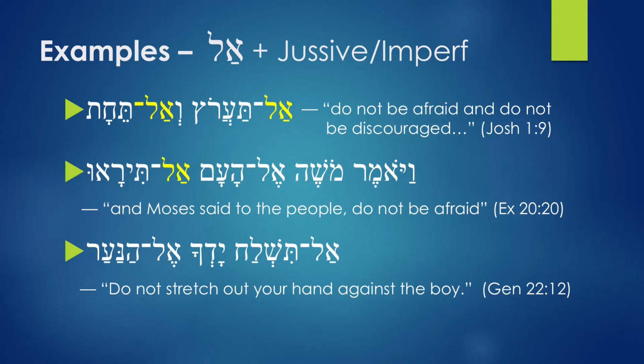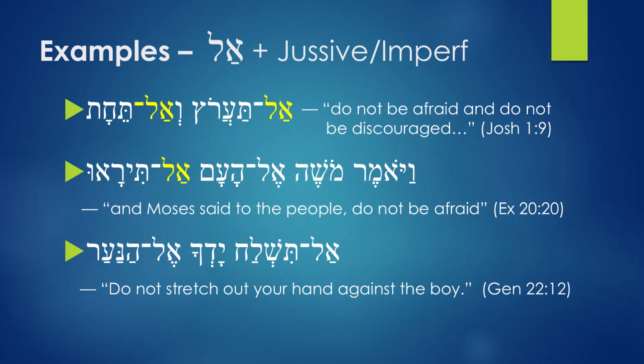Yadka. You have yad, which is a noun, and you have a pronominal suffix. That ka is a pronominal suffix. It means your. So you have your hand. Do not stretch your hand. Do not lay your hand. El ha'ana. Ha'ana means the lad. Do not stretch your hand against the lad. And this is a temporal command. This is a situational command.